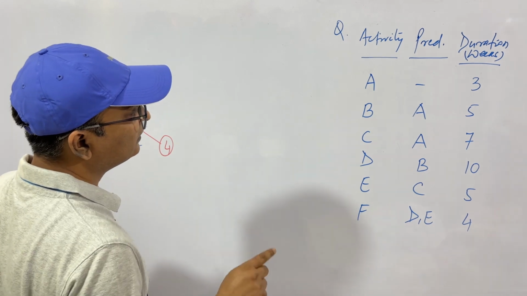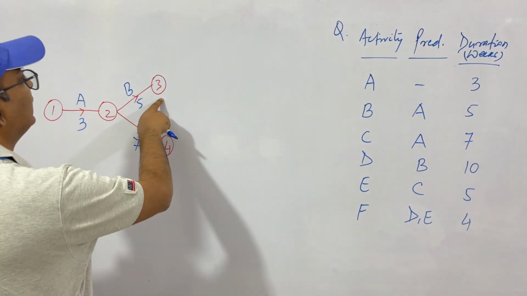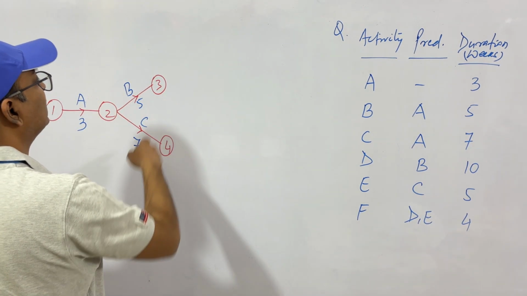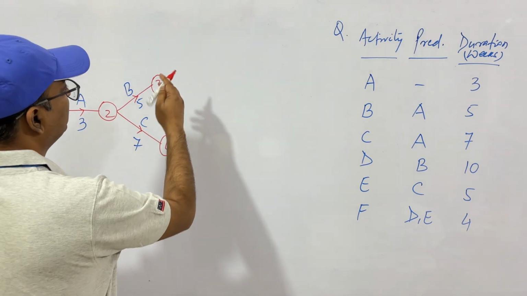Then D is done when B ends. So D starts when B ends. Obviously it will be from here.